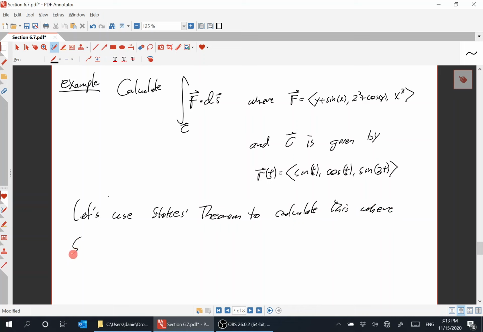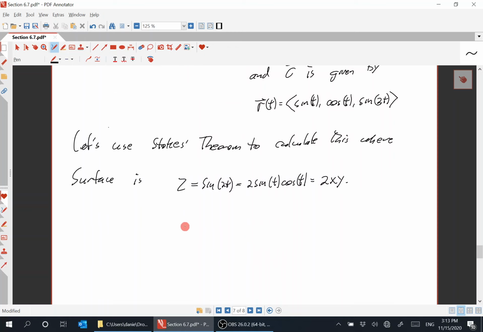Okay, where the surface is z equal to, well, we need that this boundary curve lives on the surface. So sine 2t is z, it's supposed to be on the boundary, sine 2t, which is 2 sine t cosine t, which is 2xy, where the surface is z equal to 2xy.